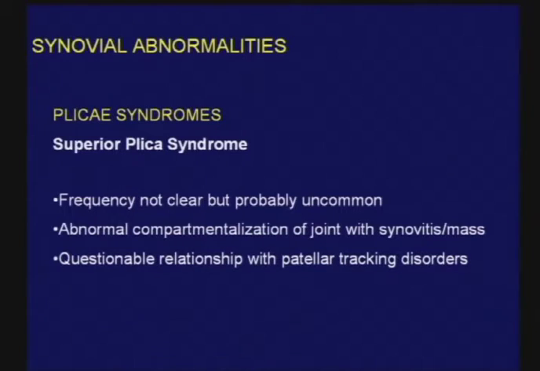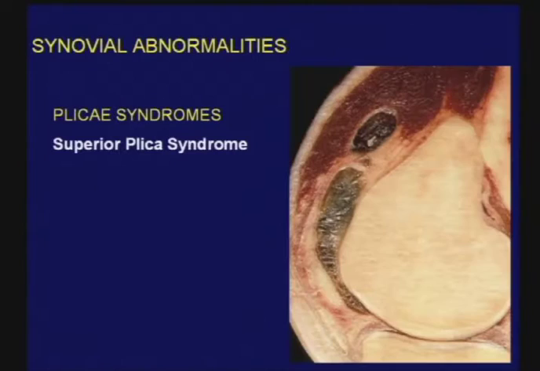The superior plica syndrome is also important and has a different presentation. If you have a thick superior plica, you have abnormal compartmentalization of the knee joint. So the fluid does not pass in an unrestricted way between the suprapatellar pouch and the rest of the knee. It gets held up. So the usual finding is synovitis, somewhere near the location of this particular plica. And because of that, in some cases, the actual presentation is a mass. You'll get this rule-out tumor.